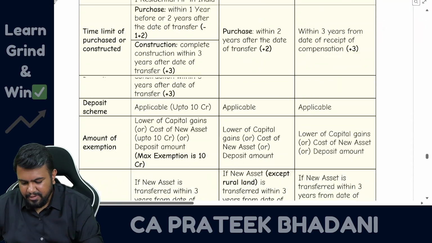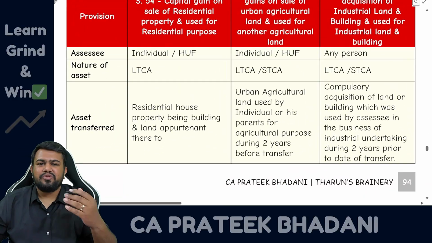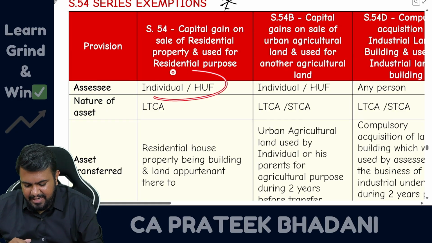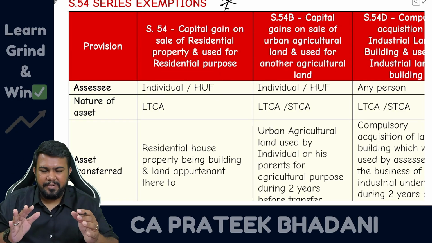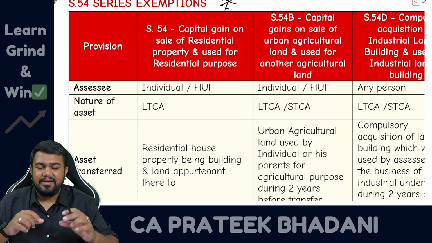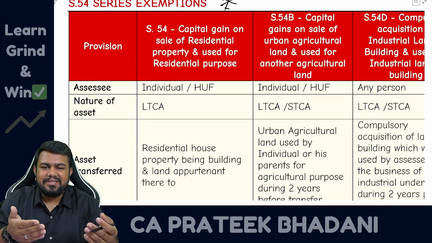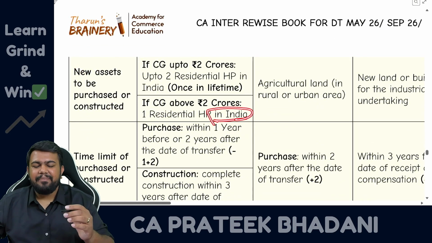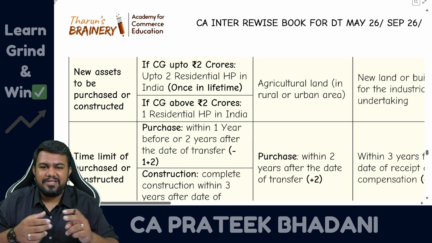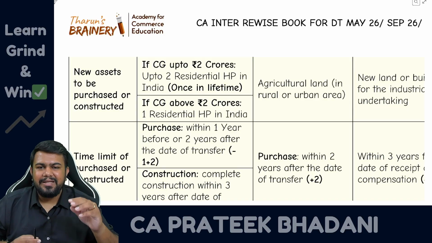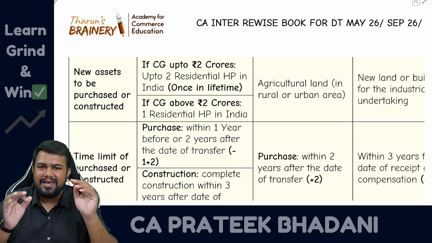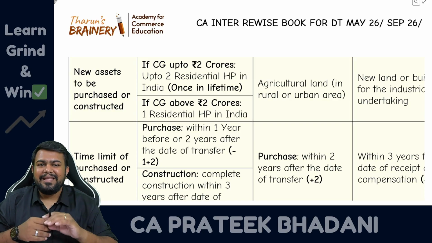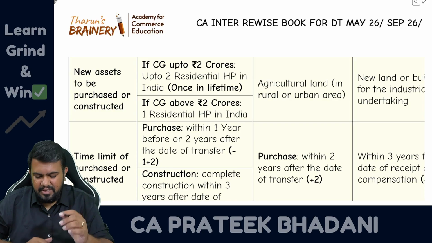Now let me tell you about this section once again. Then all the other sections I will finish quickly. So Section 54, when is it applicable? It is applicable when an individual or HUF sells a house property which is a long-term capital asset and, using the capital gain amount, invests in a new house property. This new house property should also be in India. If the capital gain is up to 2 crore rupees, they can invest in 2 house properties, but this concept of 2 house properties is applicable only once in a lifetime. In other cases, if the capital gain is more than 2 crores, they can invest only in one new house property.